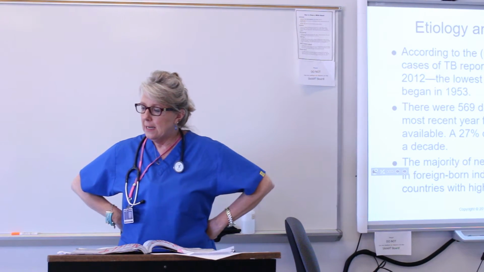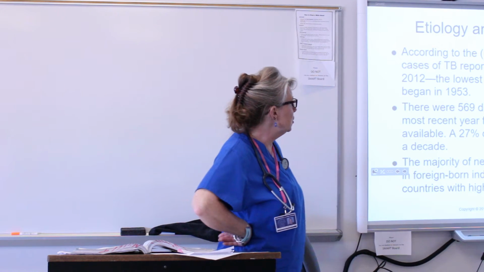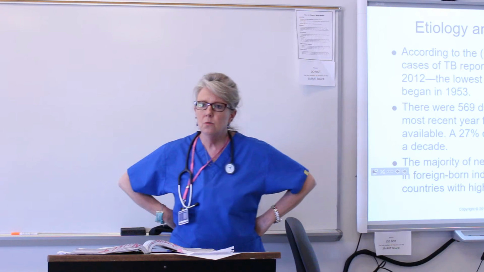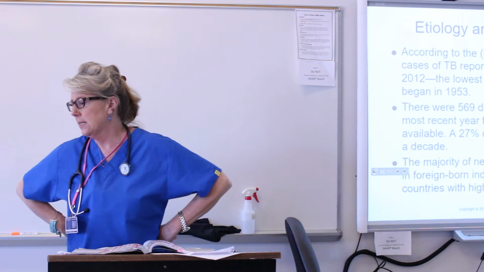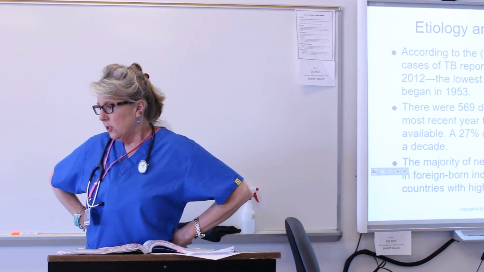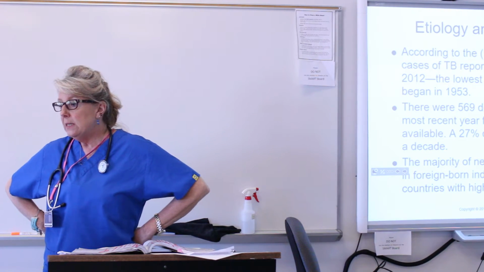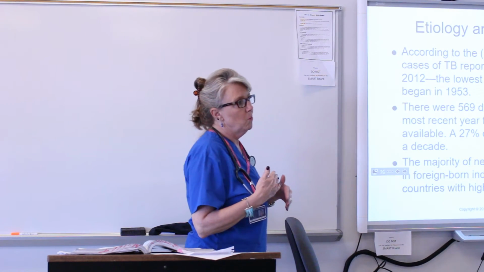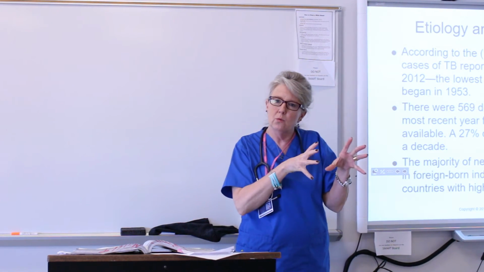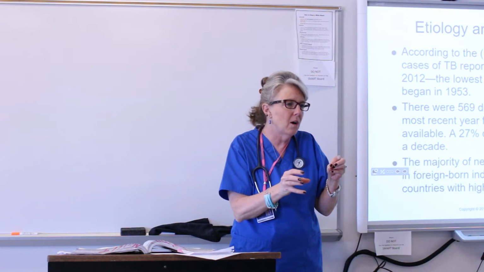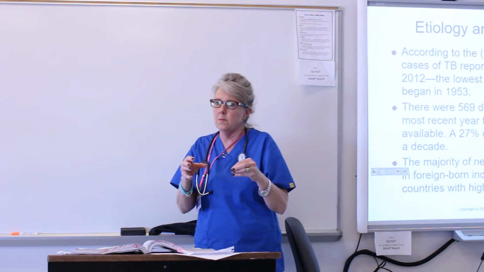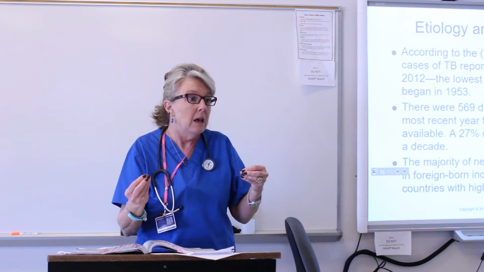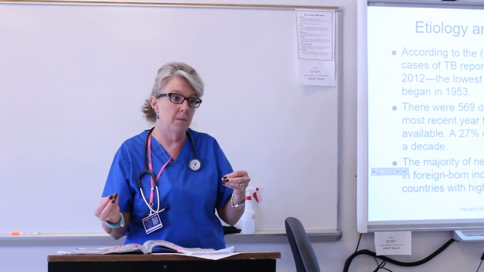There were 569 deaths from tuberculosis in 2010, the most recent year for which these data are available. And I meant to take the time to look it up because there should be something that came out about 2015 to update that statistic. A 27% decrease in TB deaths over a decade. And this is one of the things that we worry about when a disease is almost eradicated: people getting too comfortable and not being as diligent about identifying it, and then all of a sudden it makes a tremendous comeback.